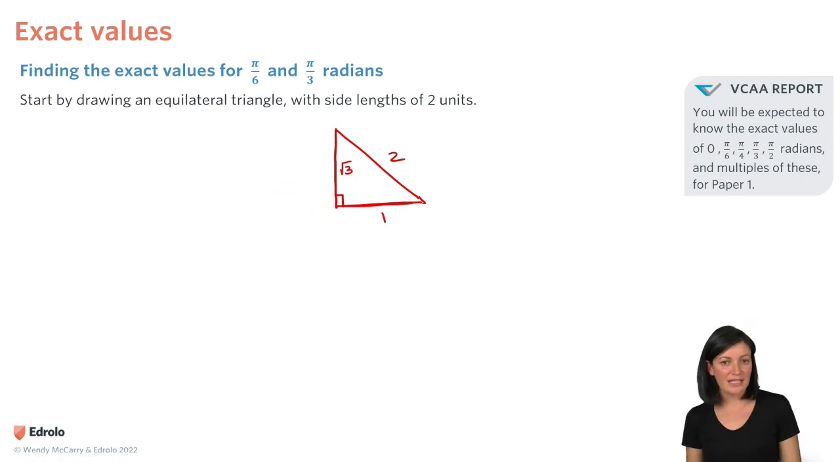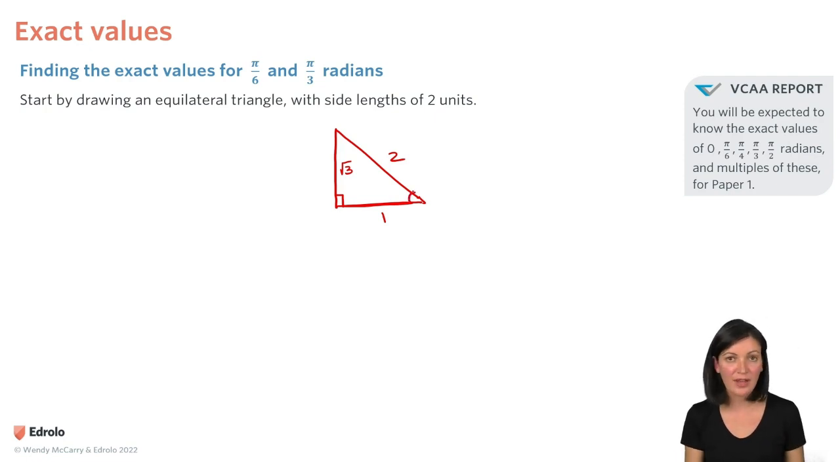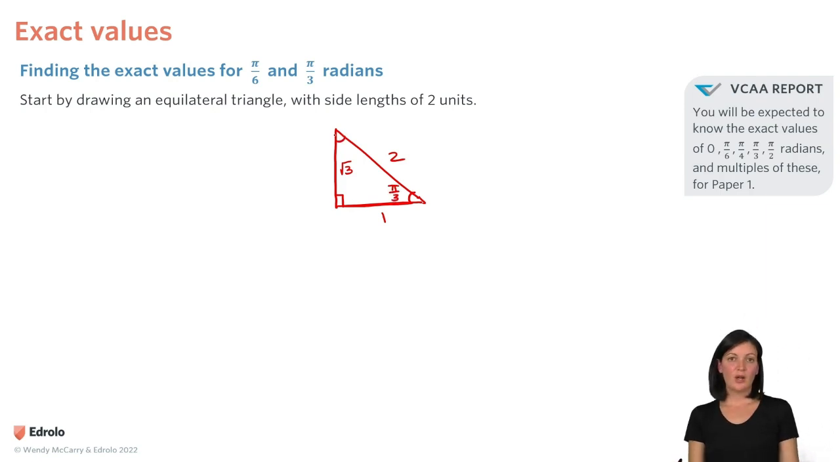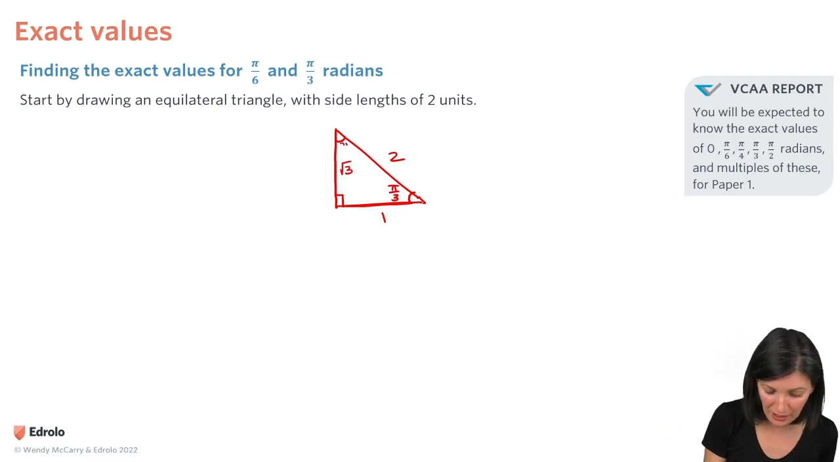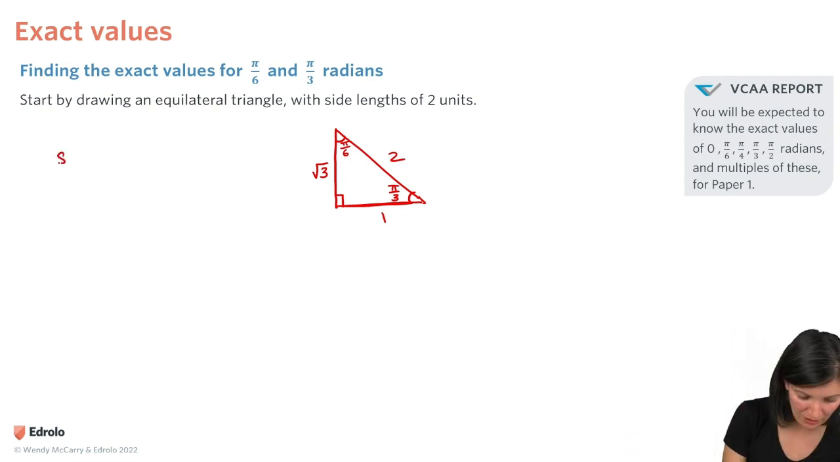Now, I'm going to erase the rest of that triangle just to make it nice and clear for us. Let's look at the angles in that triangle. If this was an equilateral triangle, then that angle there was 60 degrees, or pi on 3 radians. And this angle here would be half of 60, so 30 degrees, or pi on 6 radians. From here, I can now find the sine, cos, and tan of pi on 6 and pi on 3. If you want to test yourself, see if you've got these already memorized, maybe you could try writing them down and then compare your answers with mine.